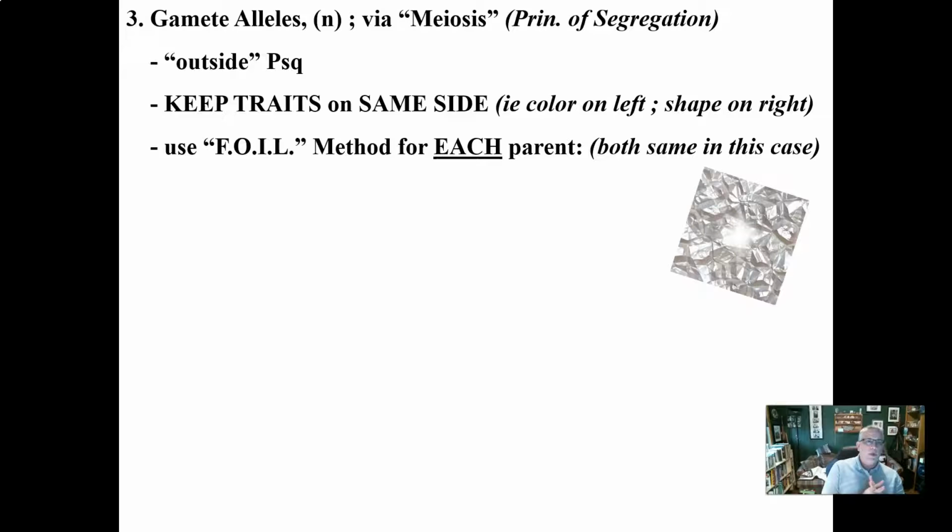And you want to do this for both parents. Now, since our parents are both the same thing, big G, little g, big S, little s, we really don't have to do it twice. But if you have 2 parents, you really need to do it for both, especially if they have 2 different sets of genotypes.